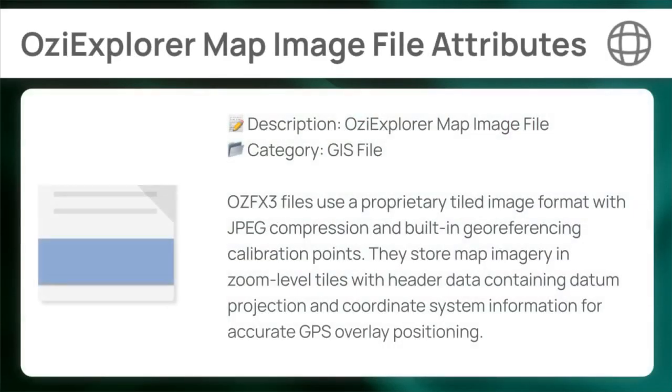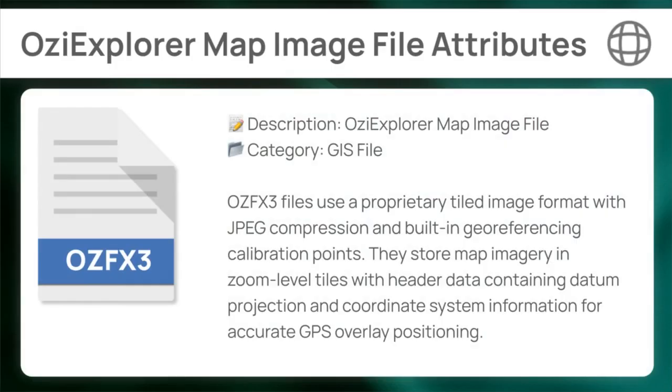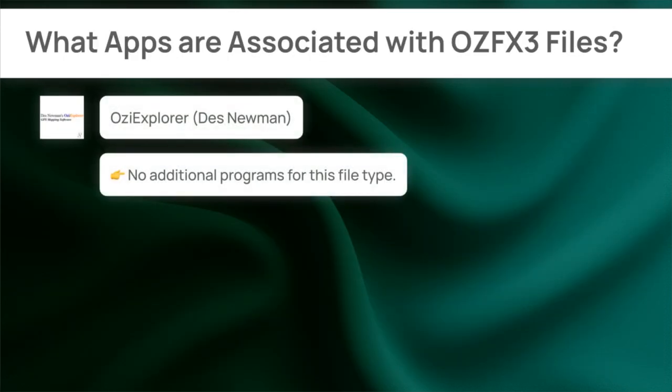OZFX3 files use a proprietary tiled image format with JPEG compression and built-in georeferencing calibration points. They store map imagery in zoom-level tiles with header data containing datum projection and coordinate system information for accurate GPS overlay positioning. Des Newman maintains the integrity of the OZFX3 specification through OziExplorer.